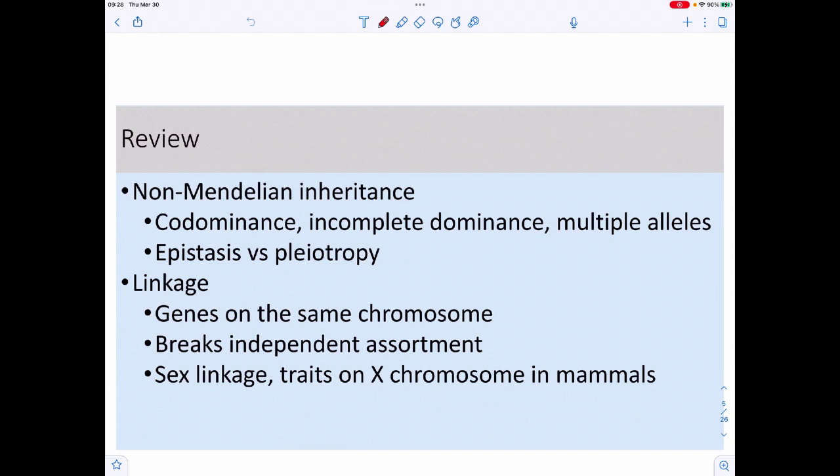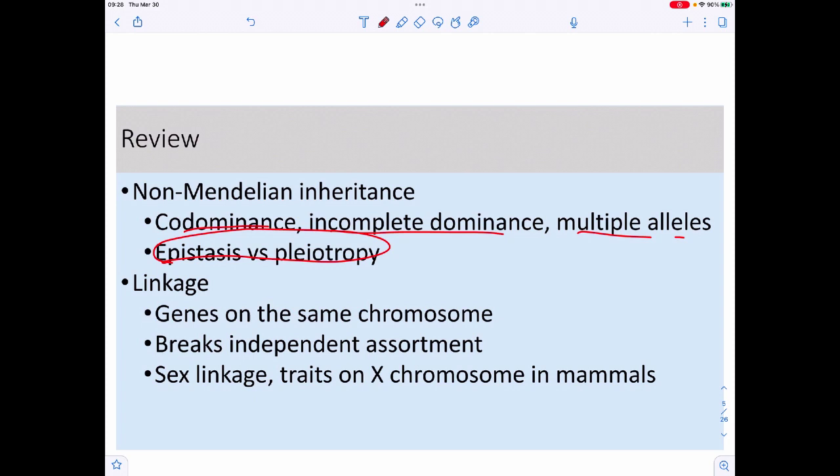So last time we talked about non-Mendelian inheritance and how we can violate a lot of Mendel's rules with things like being codominant or incompletely dominant or having multiple alleles. And we also looked at these two weird terms called epistasis and pleiotropy. Epistasis is genes interact and you get weird things going on. And pleiotropy is when one gene can give you multiple phenotypes.